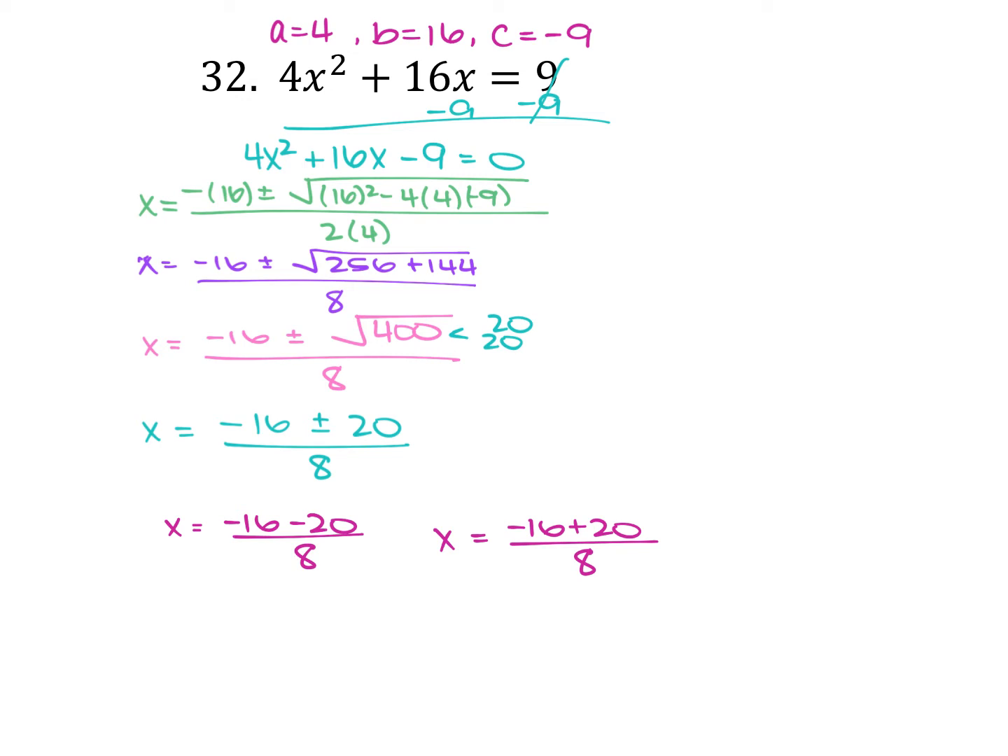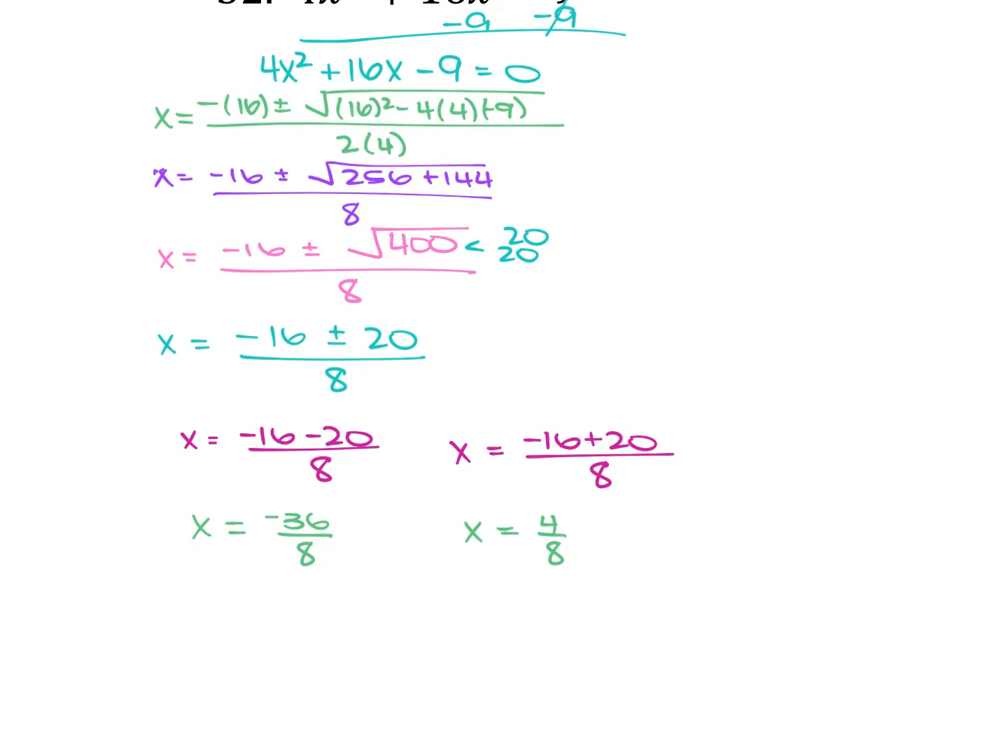So this is going to give us x is equal to negative 36 over 8 and x is equal to 4 over 8. So simplify these both. The 36 and the 8 are both divisible by 4. So the negative 36 becomes negative 9. The 8 becomes 2. So this is just negative 9 over 2. And then this one, they're both divisible by 4 as well. So that's 1/2.